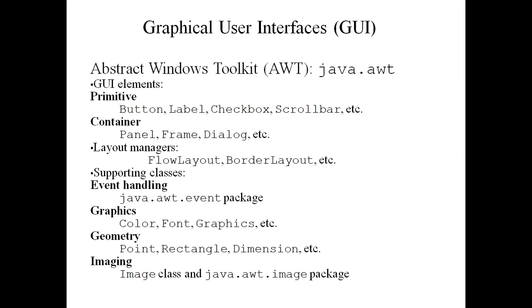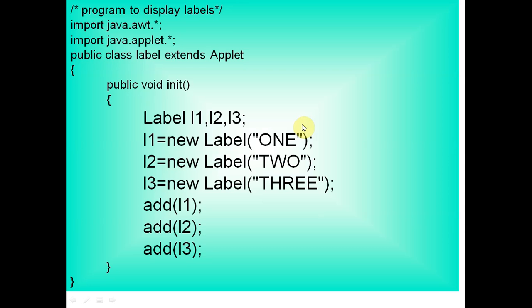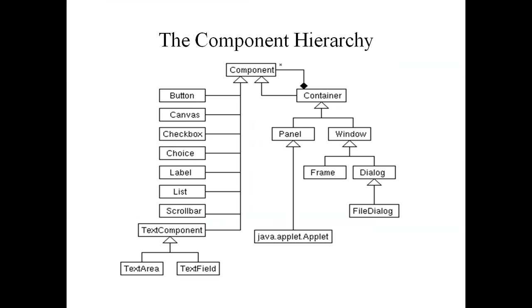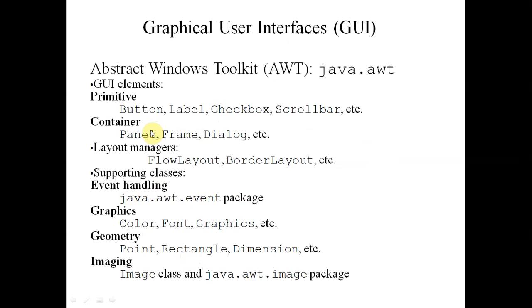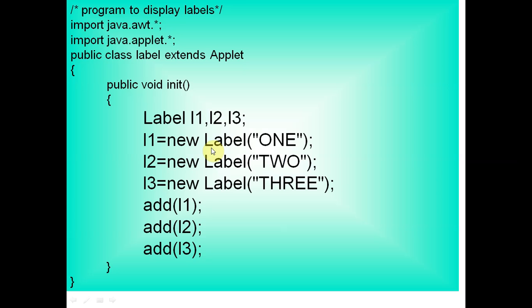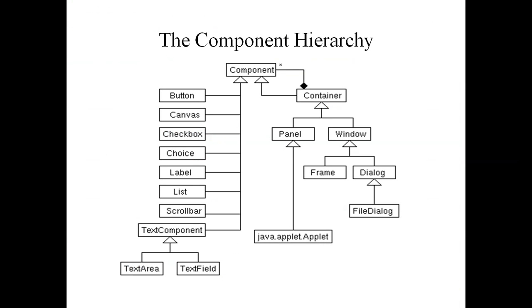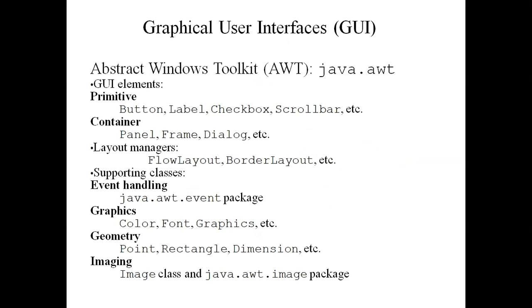They will not be intermixed. These are the different primitive classes, primitive components: button, label, checkbox, scroll bar. You can see again here button, canvas, checkbox. All of these components belong to the primitive category. The containers are panel, window, frame, and dialog. The layout manager we will discuss in the next classes.